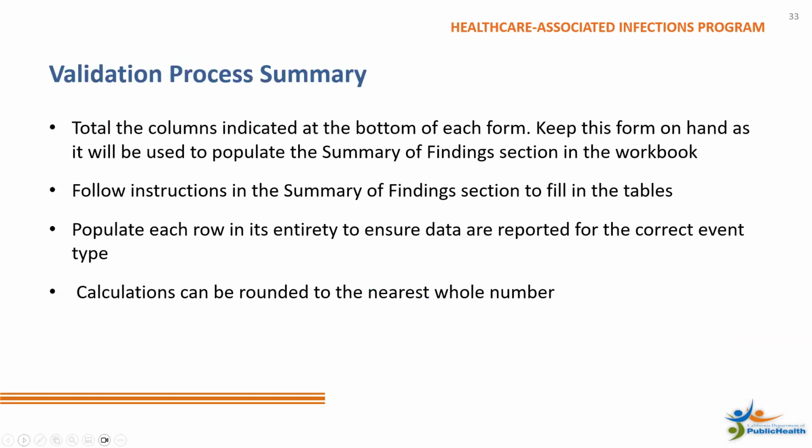All right, so for our last section here, this is basically where we discuss the collating of the data as well as how to submit your findings. So you want to ensure that you keep those forms on hand because you're going to use those forms to populate the summary of findings section in the workbook. And so you're going to populate each row in its entirety to ensure data are reported for the correct event type. And then lastly, the calculations, again, can be rounded to the nearest whole number.